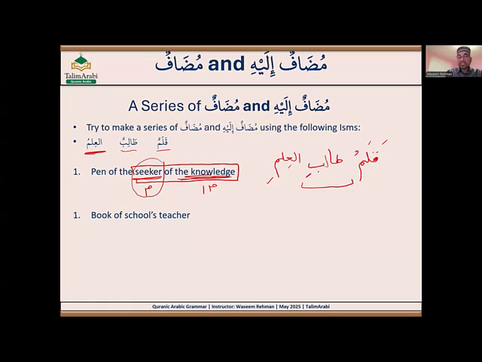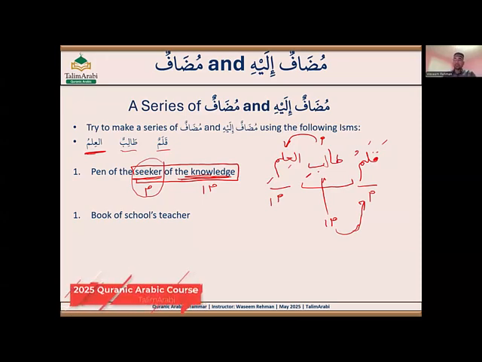The pen of the seeker of the knowledge. So that's a chain construction. So qalamu is mudaf, al-ilmi mudafun ilayhi, and this word in between, it is mudafun ilayhi to qalam and mudaf to ilmi. So it is mudaf for ilm, like talibul ilm, right? Or seeker of the knowledge, talibul ilm. So it is mudaf for ilm and mudafun ilayhi for qalam. So that's a chain construction or a series of mudaf mudafun ilayhi. Qalamu talibil ilmi. So it's very important that mudaf cannot take al. That's why we drop al from here.